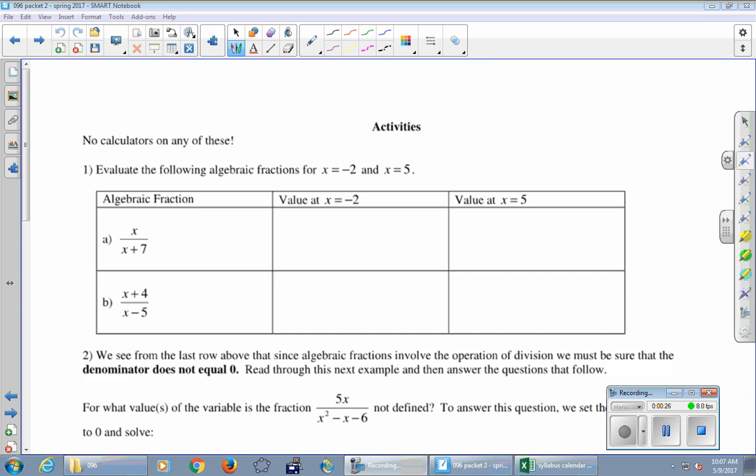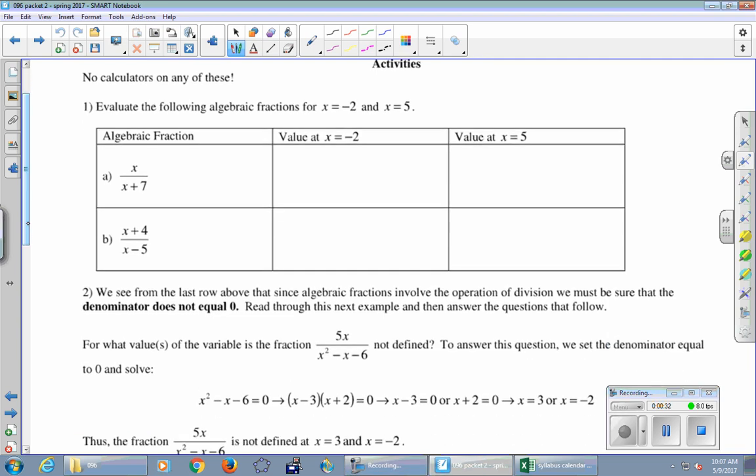I asked you to skip this. You did some of the activity, I think, starting on the next page here. So let's just talk about this stuff that I asked you to skip. What I want us to do is plug in x equals 5 right there.